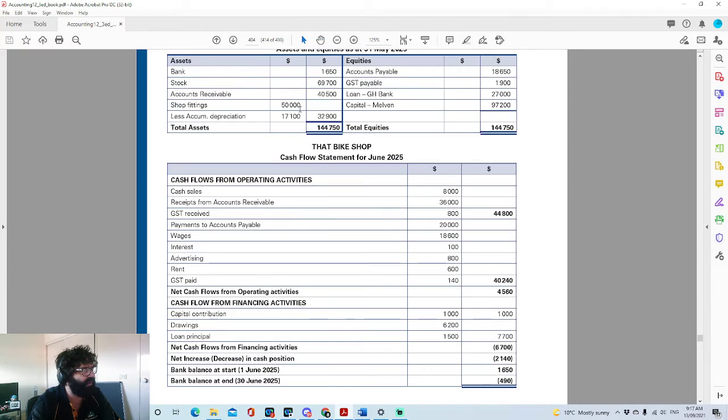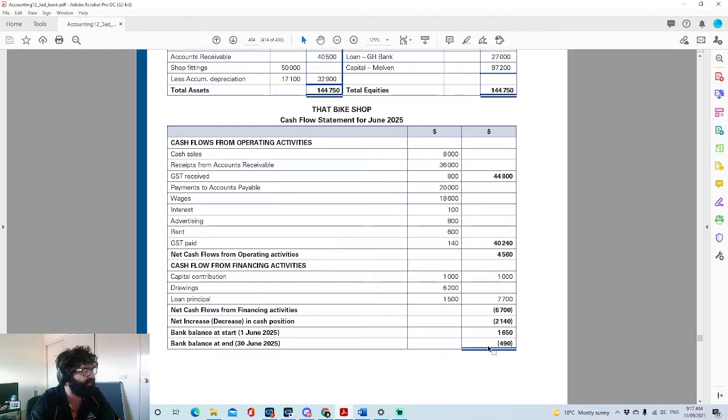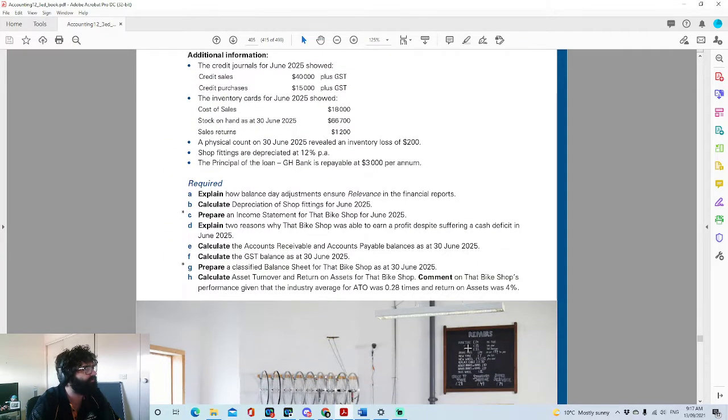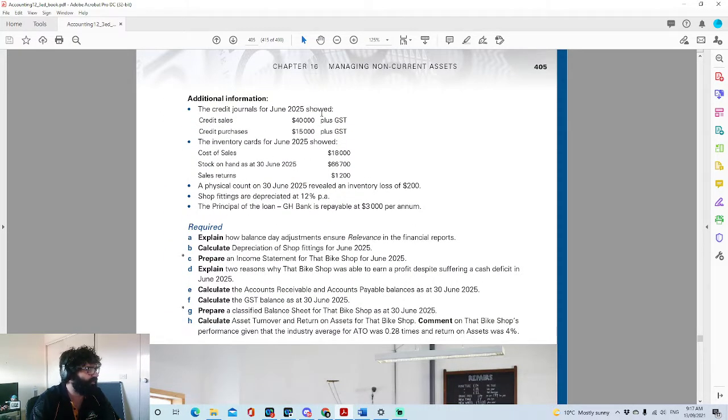You add your bank at start, grab from the balance here, and you can see that we have a bank overdraft next month of $490. So that's our cash flow statement done. We don't need to do that. We've got the extra info on the credit purchases, some inventory, the cost of sales, and stock on hand according to the inventory card. We've got sales returns, which are going to go on the income statement, and an inventory loss of 200.